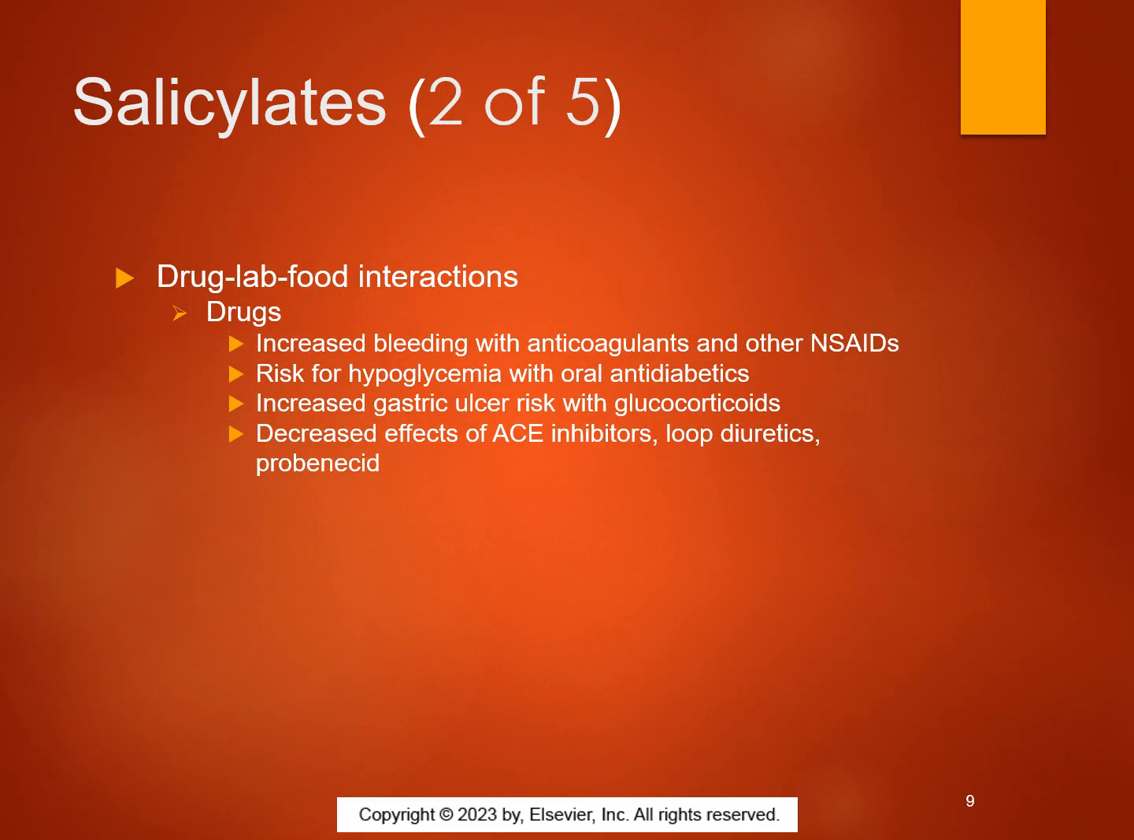Some drug interactions to discuss. Warfarin increases bleeding when it's combined with aspirin, due to platelet inhibition and increased bleeding risk, so you may want to note that one for NCLEX purposes. Uric acid: low dose aspirin can reduce uric acid excretion. ACE inhibitors: aspirin can decrease their antihypertensive effect. Also, on the screen, increased bleeding with anticoagulants and other NSAIDs. Risk for hypoglycemia with oral antidiabetics, increased gastric ulcer risk with glucocorticoids.